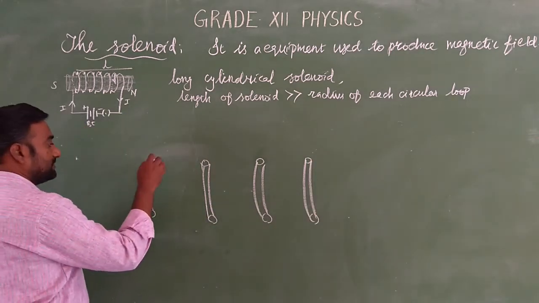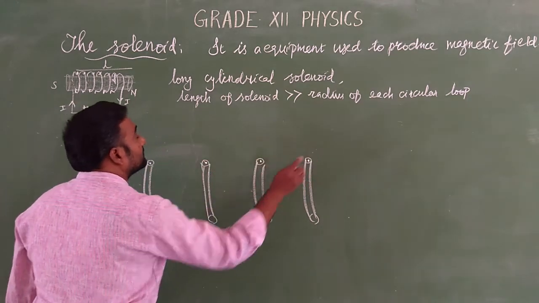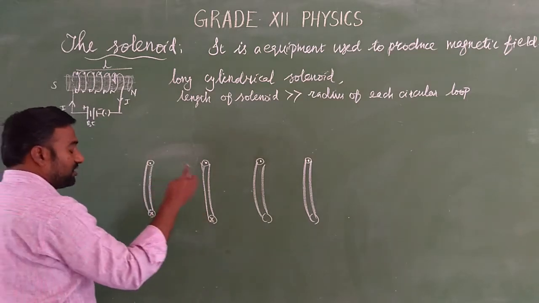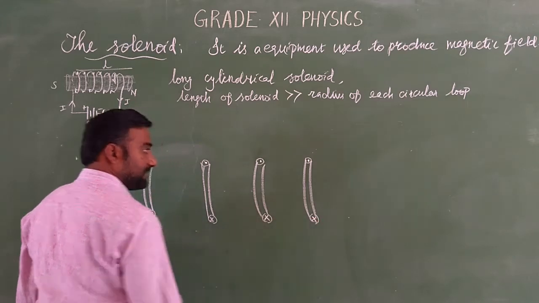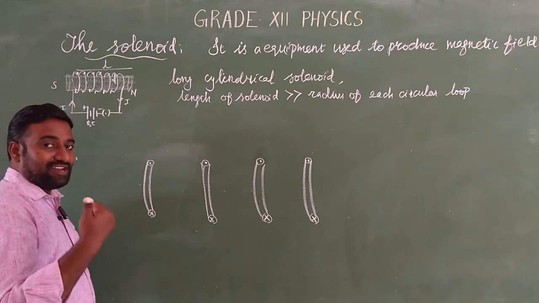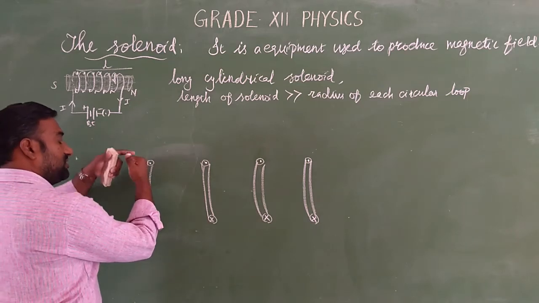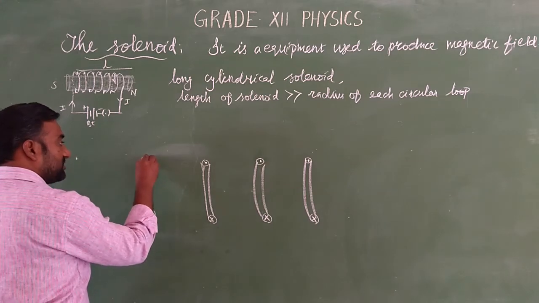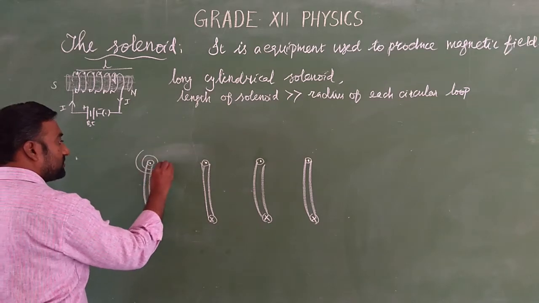So here the field is emerging out, so we can denote it by a dot. Here the field is again into the insulating frame, so it is denoted by a cross. The direction of the magnetic field can be verified by the right thumb rule. When there is a current emerging out of the plane, the field line produced will be anti-clockwise. So here the field line produced is anti-clockwise.